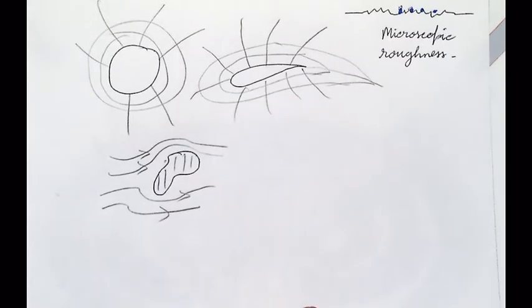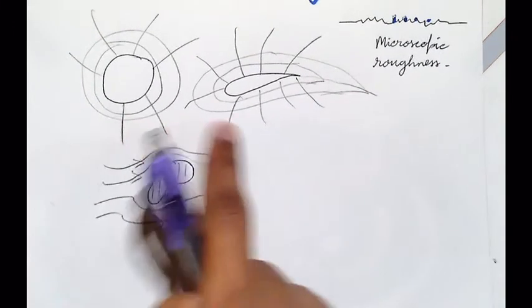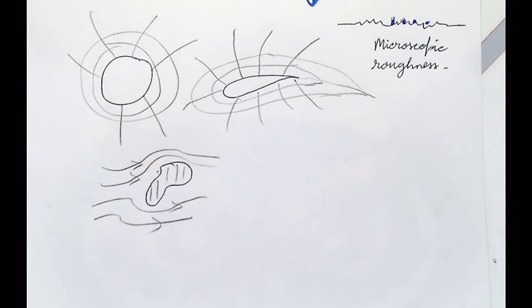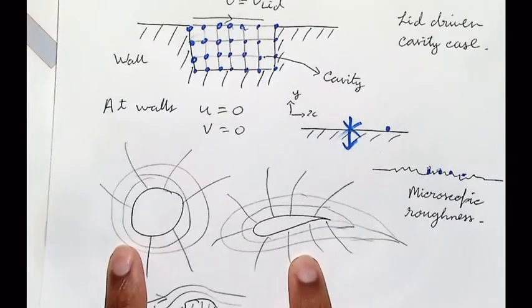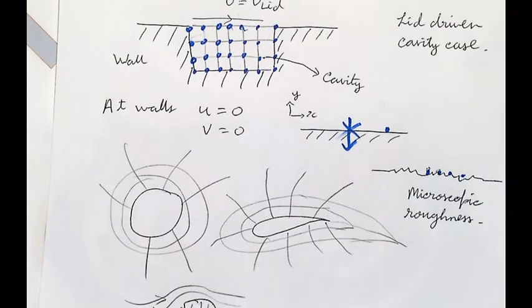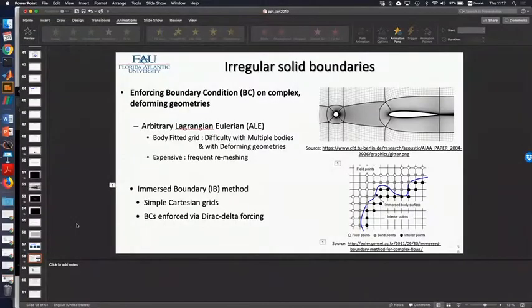The other approach that you can use instead of, before that. So fine, body-fitted meshes work well for simple shapes. What would happen if I had these two shapes in my flow field simultaneously?